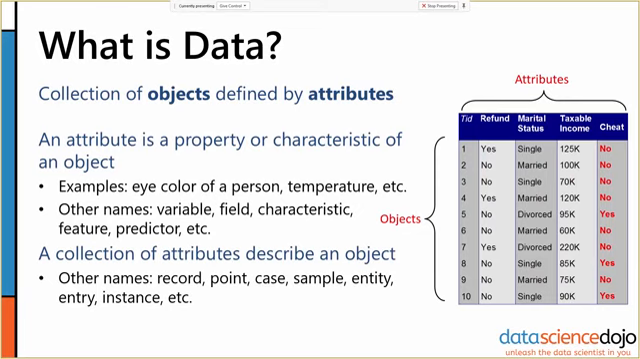Every entry in our table here, and not all data can be represented nicely in a table, but a lot of it can be. In this case, a data object is a row, and a data attribute is a column. We think of the attributes as being properties of the objects. So the eye color of a person, the temperature, whether someone filed for a tax refund in the next year, what their taxable income was, those are all attributes of our data objects.